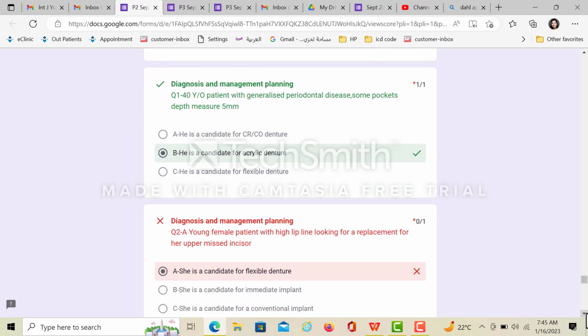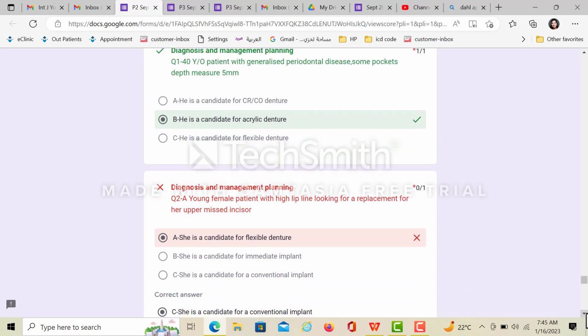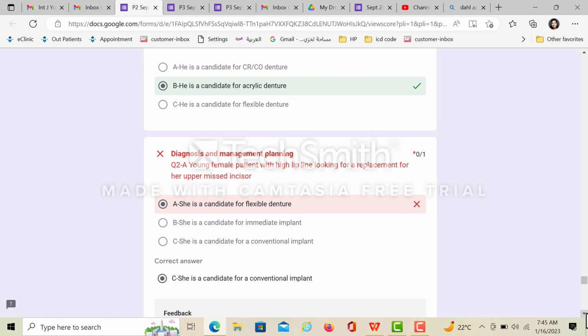Then a young female presents with high lip line, looking for replacement of her upper missing incisor. So when there is a high lip line, meaning if you give a fixed bridge to her, the gaps between the gum and the bridge can be seen, or in an acrylic denture in a young female, it would create a social impact.